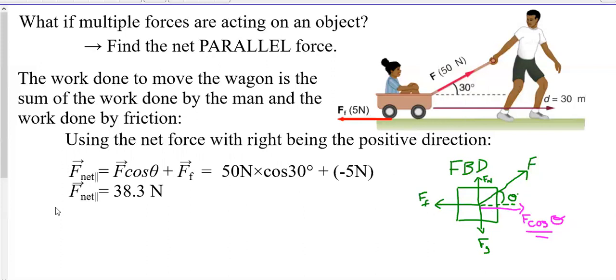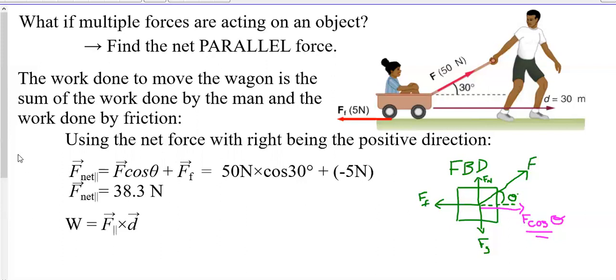So that ends up just being 50 times cos 30, and then add my friction, which is going left, so we can just call it -5. And that makes it somewhat more palatable without having to plug in that cos of 180 for the friction. You can just write it out this way if you want. Now that gives you an overall net force of approximately 38.3 newtons. That's just a rounded figure, of course.